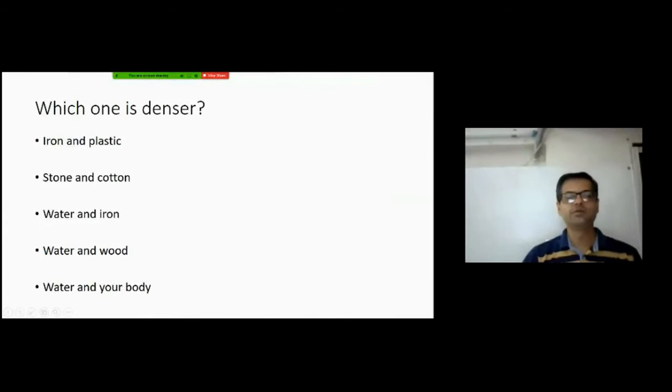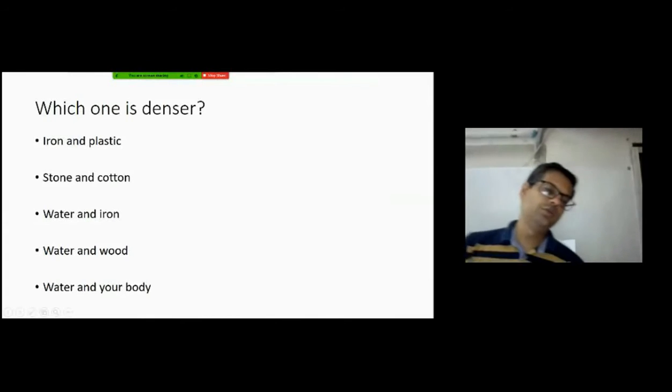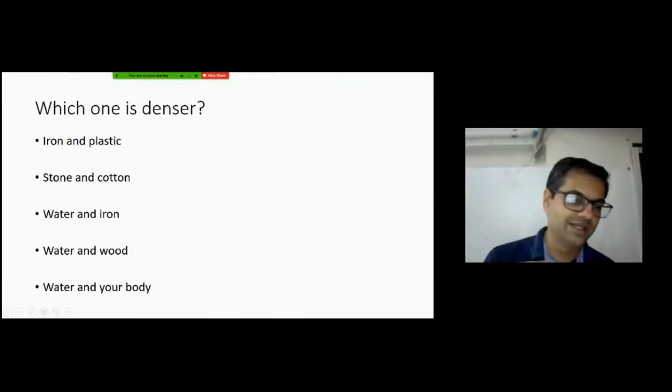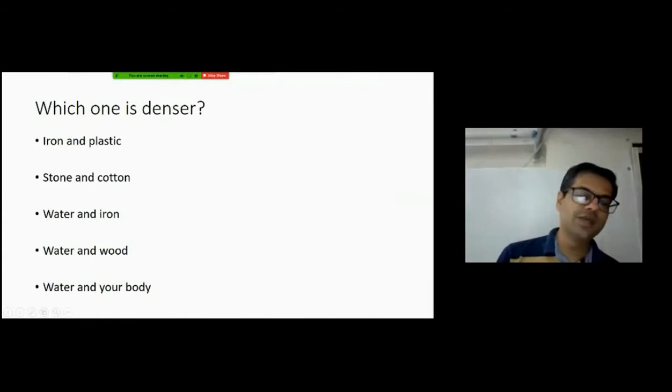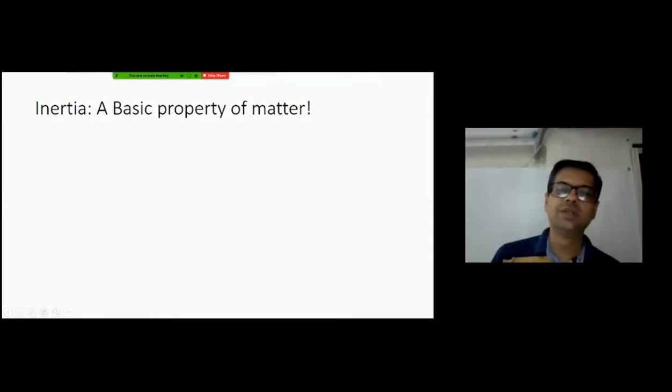Iron and plastic, of course iron is denser. Stone and cotton, of course stone is denser. Water and iron, of course iron is denser. Water and wood, water is denser because wood floats. Water and your body, water is denser. Now there is a basic property you want to study. It's called inertia. Inertia means kind of laziness.